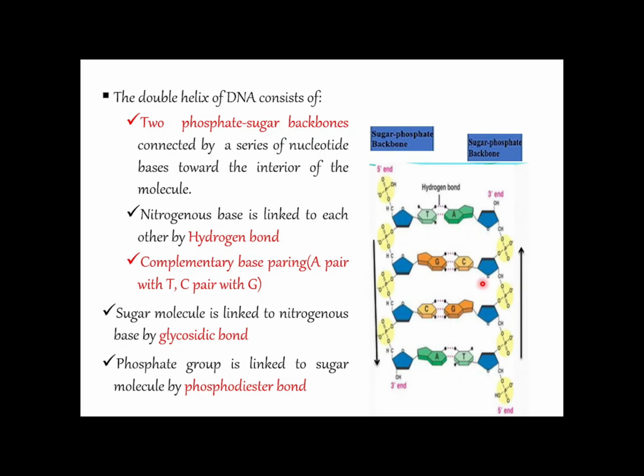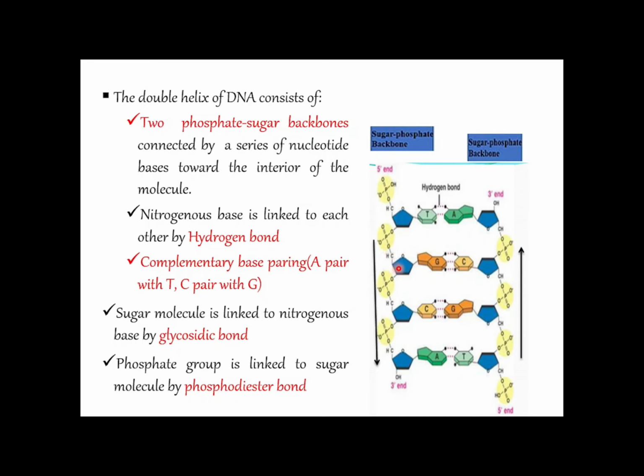Not only this, there are other bonds. That is what you call a glycosidic bond. A glycosidic bond is a bond that connects the sugar molecule to the nitrogenous base around this area. They connect the nitrogenous base with the sugar molecules. That is what you call a glycosidic bond. And also, there is a bond that connects phosphate to the sugar molecules on both sides. Because of that reason, we call it a phosphodiester bond.